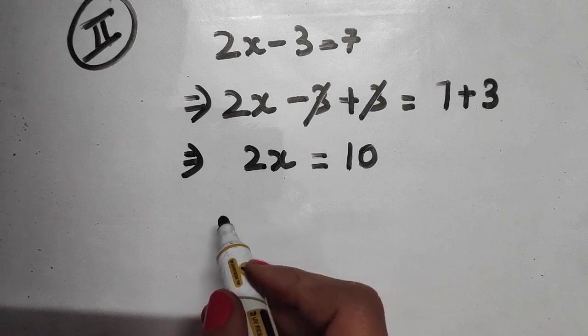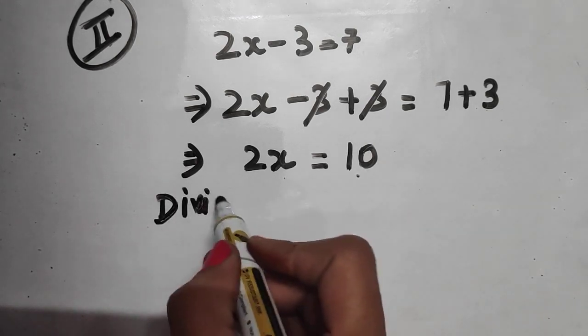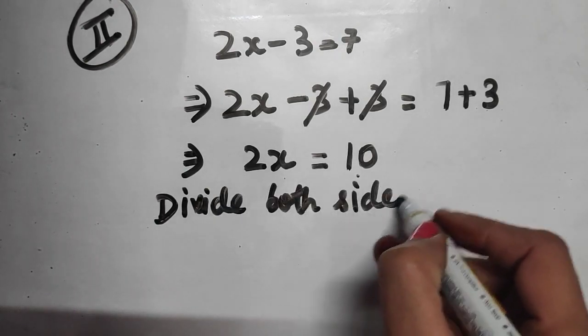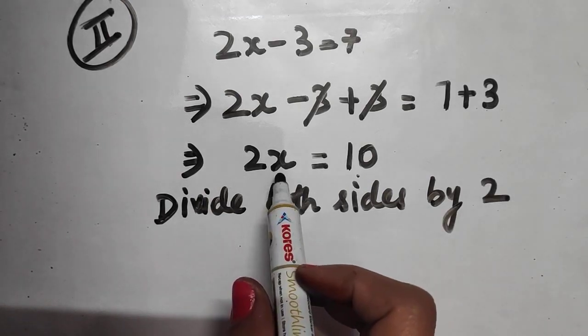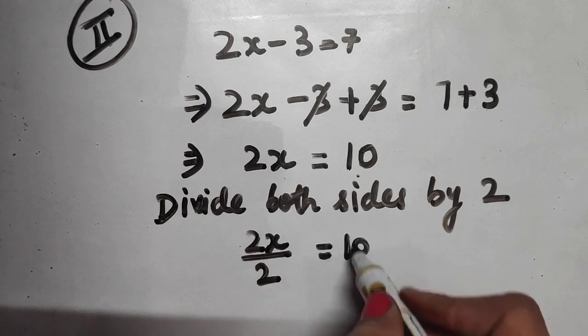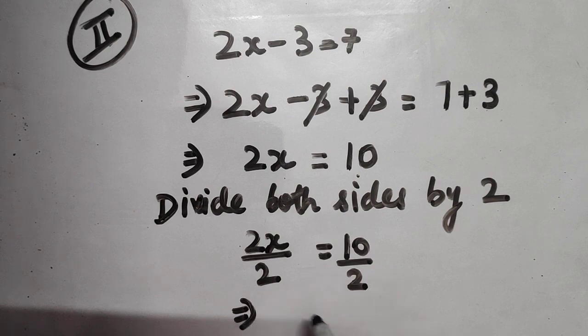Now divide both the sides by 2 because I want only x. So 2x divided by 2 is equal to 10 divided by 2. Here these two get cancelled out. So we are left with x is equal to 5.